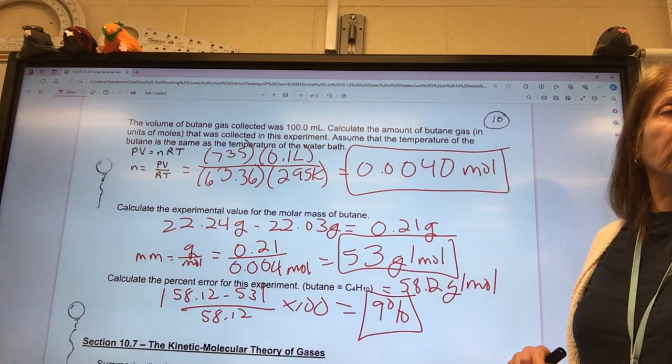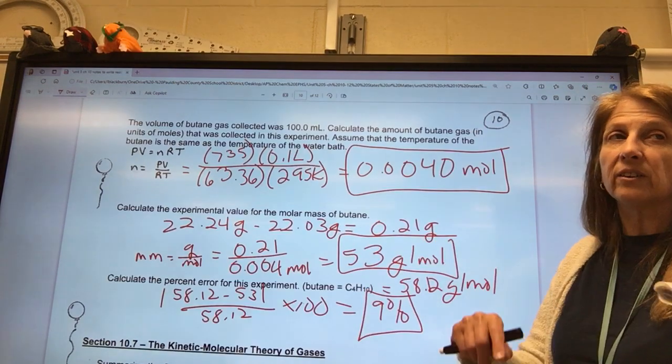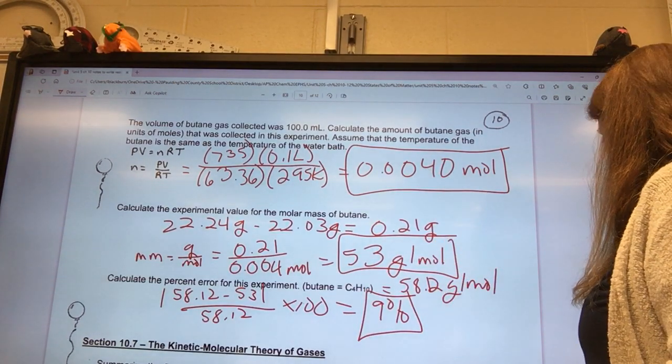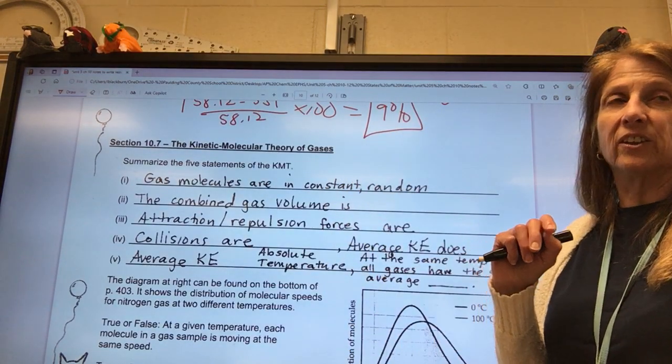We'll do a lot of practice problems. And then you'll remember, oh, when it's like this, I do this. When it's like this, I use density. When it's like this, I subtract. Okay, so this is the kinetic molecular theory of gases that supposedly you learned.